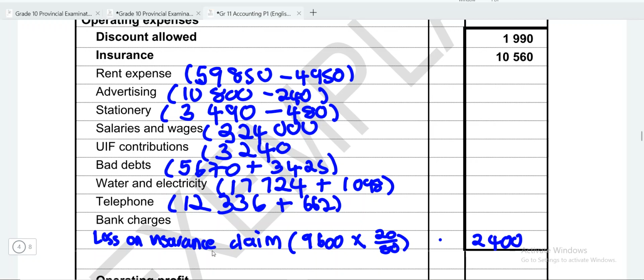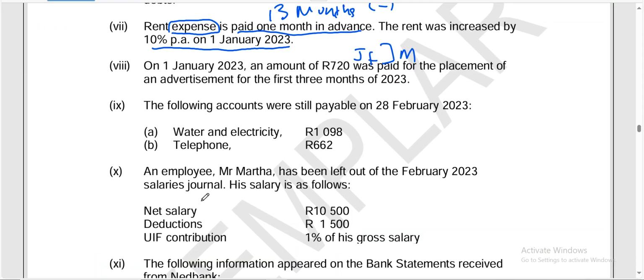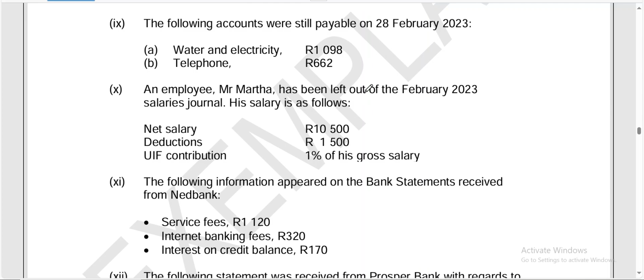Okay, and then the next transaction says that an employee, Martha, was left of the February 2023 salaries journal. His salary is as follows. They've given us net salary plus deductions, and we also need to calculate the UIF contribution. Remember that our total expense on a person is going to be the gross salary that we pay that person, and also the contributions that we make for them. Here they've created two accounts for salaries and contributions. So we need to get the gross first.